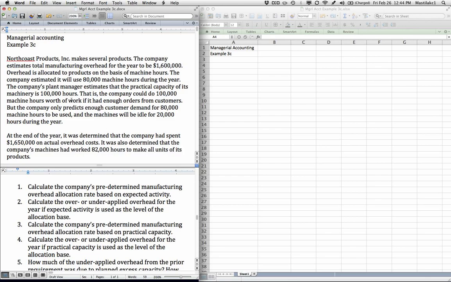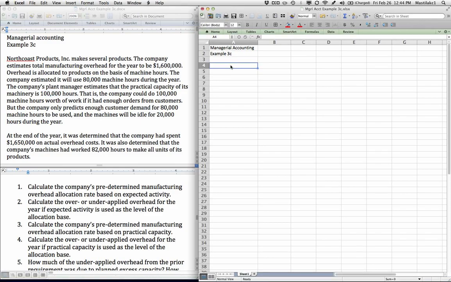What do we need to do with this? Well, there are a couple different approaches we could take. We could use the actual activity that we expect to use during the year as our allocation base, or we could use the practical capacity. So let's take a look at the differences and what that does.